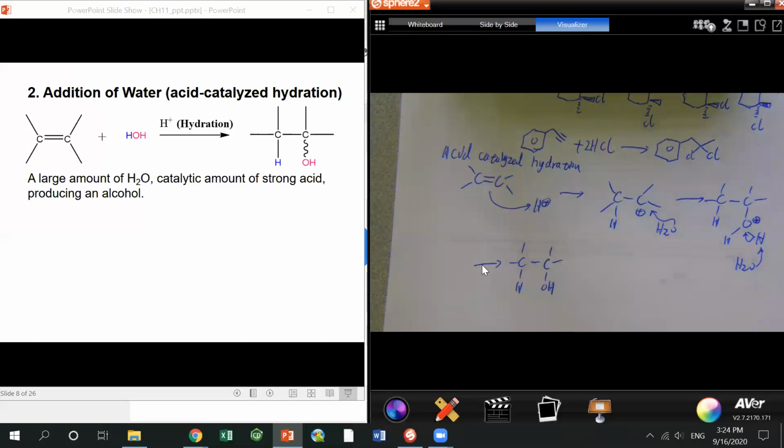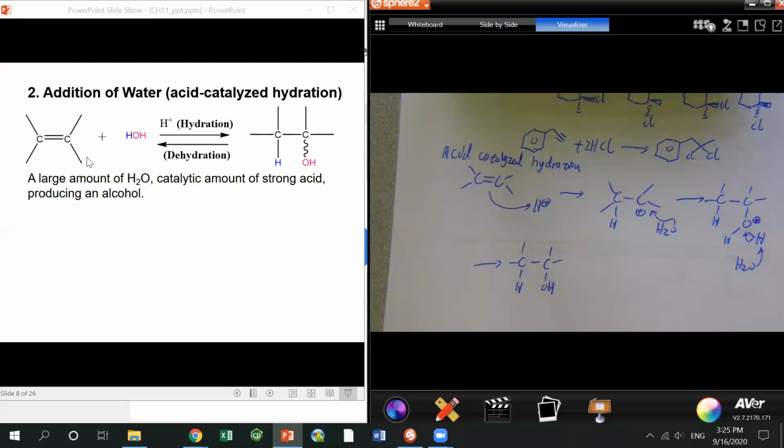If you still remember some reactions we learned in chapter 10, someone may quickly realize that this process is actually the reverse of the acid-catalyzed dehydration. In chapter 10, under elimination reactions, the third reaction was the acid-catalyzed dehydration. We start with an alcohol, lose one molecule of water, and get an alkene.